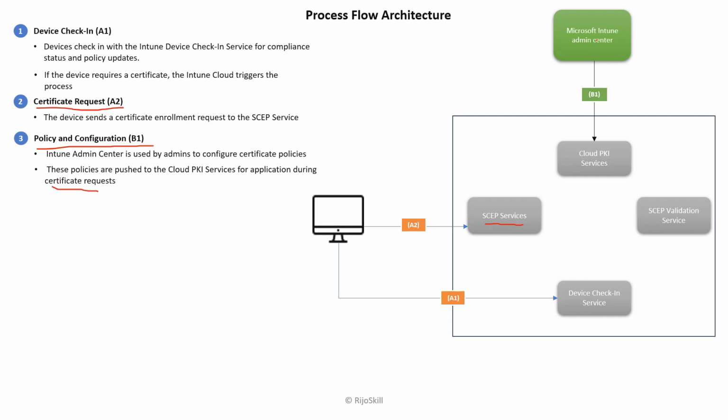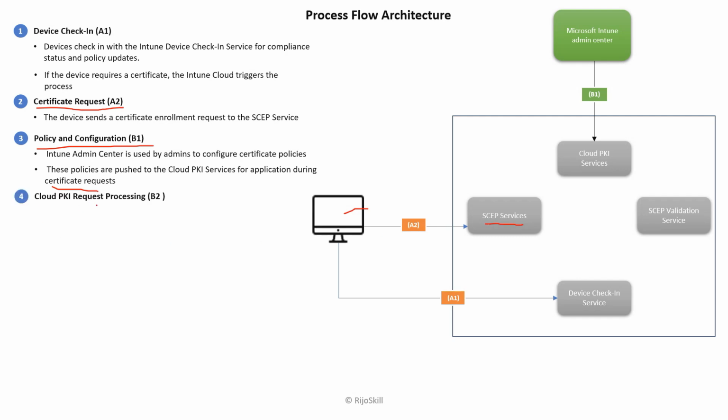You can see here the Microsoft Admin Center requests to push the certificate policy. Then this policy will be applied during the certificate request. So this policy is pushed to the cloud PKI service for application during the certificate request. Now Microsoft Intune will push the certificate request to the cloud PKI services when the device needs the certificate request.